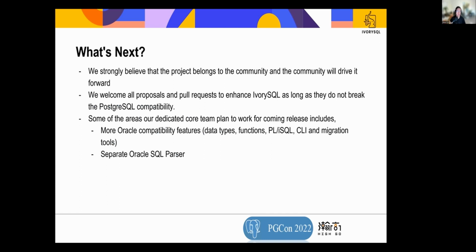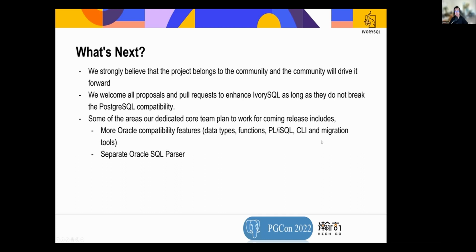So what's next? We strongly believe that the project belongs to the community, and the community will drive it forward. We welcome all proposals and pull requests to enhance the RSQL project, as long as they don't break PostgreSQL compatibility, and have good source code quality and results. Areas our dedicated core team plans to work on for the coming release include more Oracle compatible features like data types, functions, PL/SQL, CLI, and migration tools.